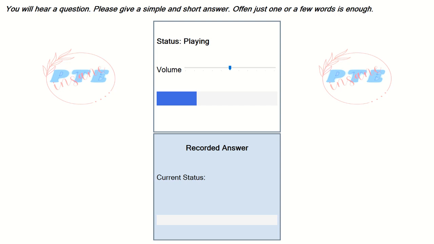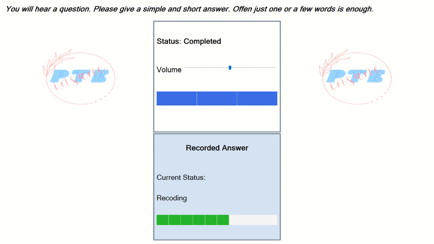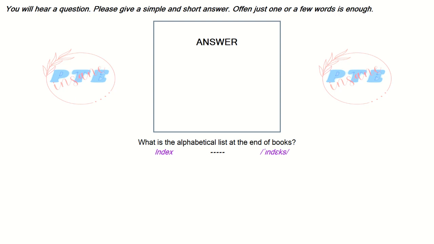What is the alphabetical list at the end of books? Index.